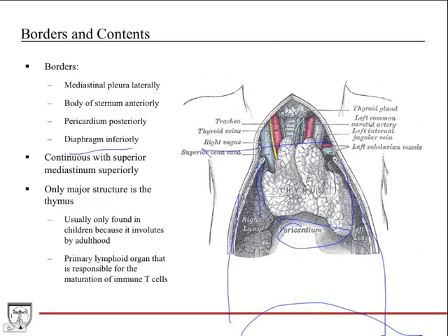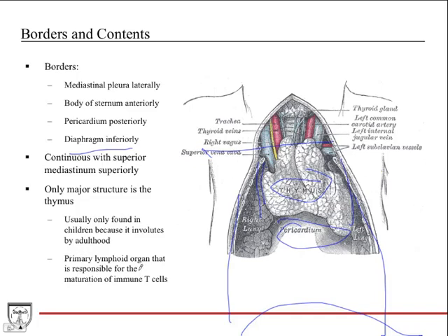The only major structure is the thymus, which we show here, and it's usually only found in children. So in your cadavers, if you're doing a cadaver course, there's a good chance you won't find it, or it'll be involuted and it'll be kind of just a blob of fat. It won't look like this nice white color. And so it's usually only found in children because it involutes by adulthood.